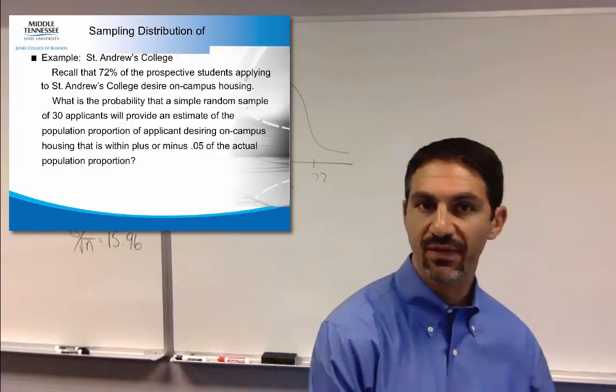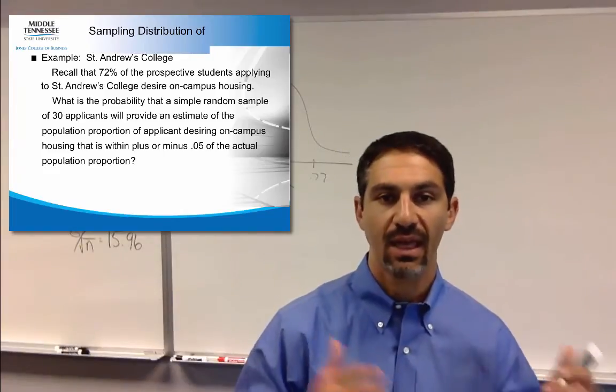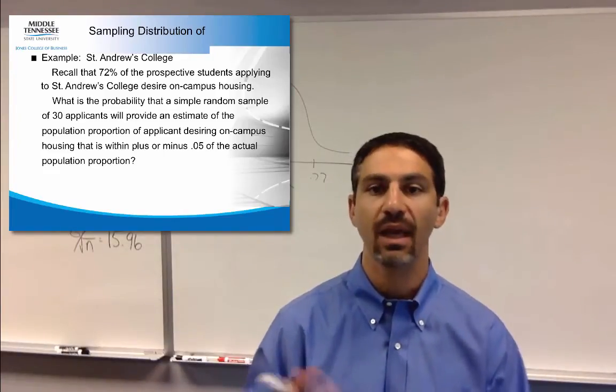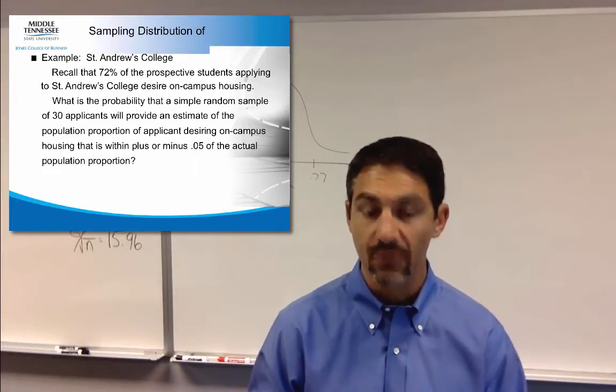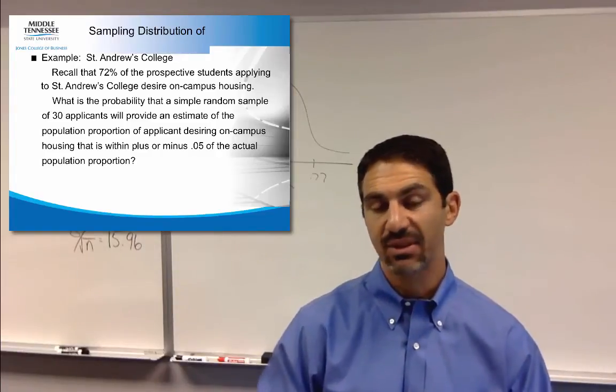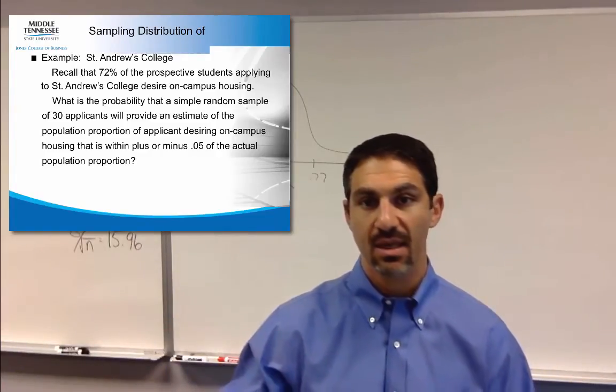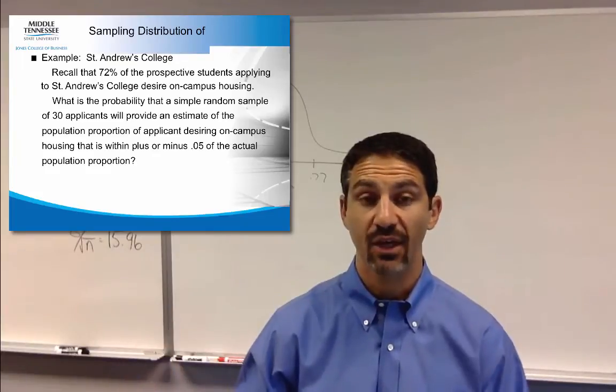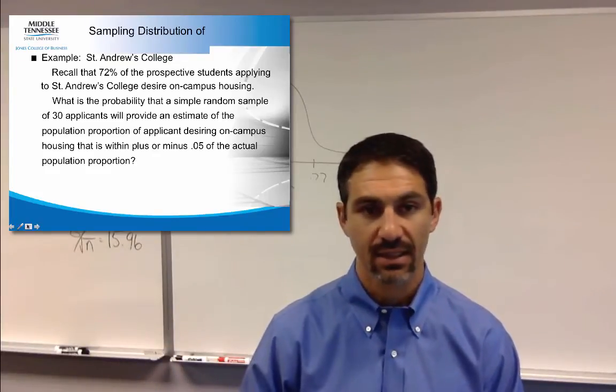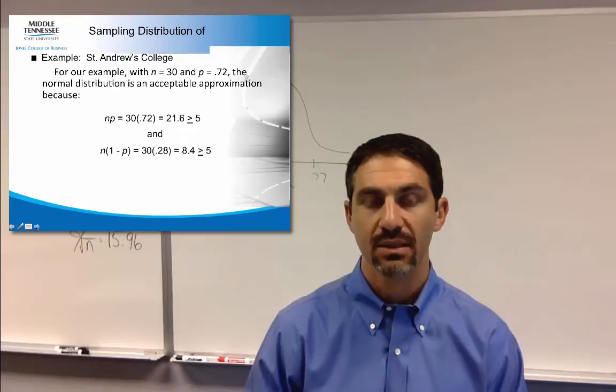if we want to know the probability of a sample of 30, so let's say we have 30 incoming freshmen, what's the probability of the proportion of those students being between 67% and 77%? What's the probability of that occurring? We can calculate using z-scores.